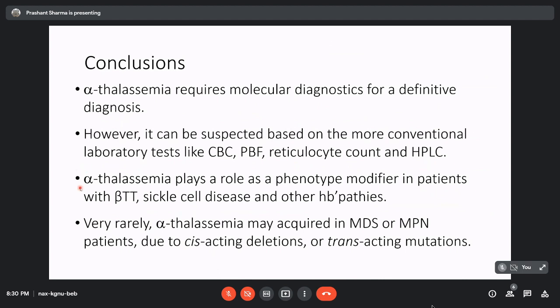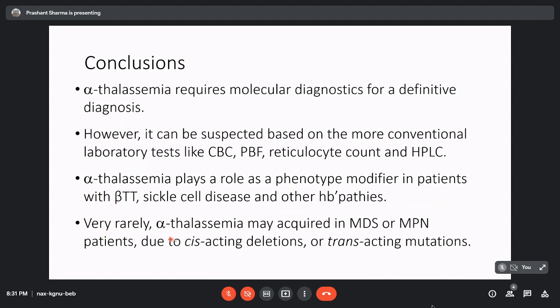Alpha thalassemia typically plays a role as a phenotype modifier in patients with beta thalassemia trait, sickle cell disease, and other hemoglobinopathies, because an excess of alpha globin genes, as will be seen in alpha triplications, can worsen a beta thalassemia trait. On the other hand, co-inherited alpha thalassemia in a patient with beta thalassemia major is going to improve the clinical phenotype.